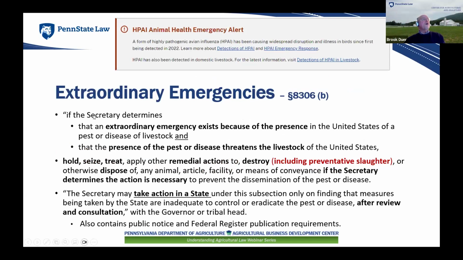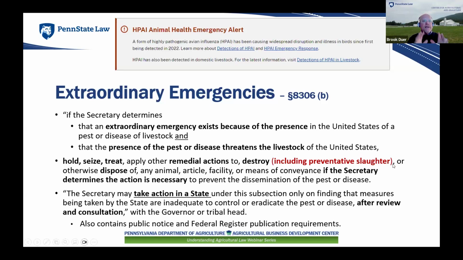Okay, now there's also a situation of extraordinary emergencies, and that can be if the secretary determines that we're in an extraordinary emergency because of the presence of a pest or disease that's threatening livestock. Again, that's the Animal Health Protection Act, the Plant Pest Act, or whatever plant authority exists would just talk about threatening plants, food production, etc. It would just be substituted for livestock. Hold, seize, treat, quarantine, and destroy, including preventative slaughter.